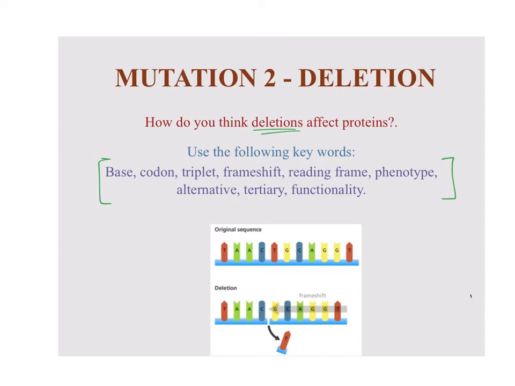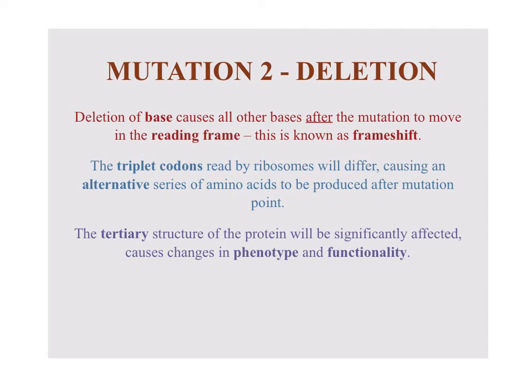There is no definitive answer for this, but I'll show you an example of how you might want to write it on the next slide. So pause now, have a go, and come back when you're ready. So here we've got an example of how we can use those keywords in sentences to give a nice overall scientific statement that helps us explain how deletion mutations affect the tertiary structure, or the overall structure, of a protein.